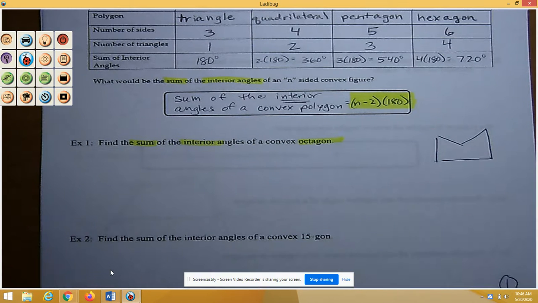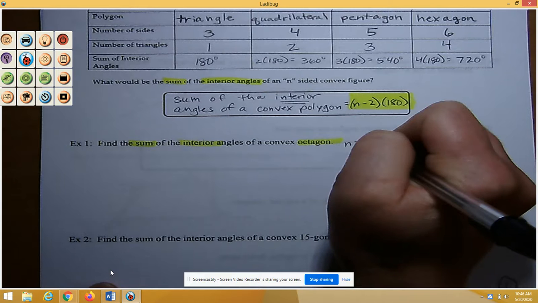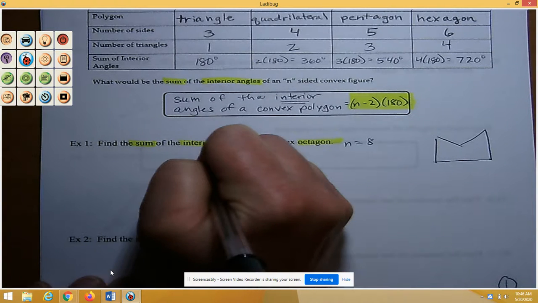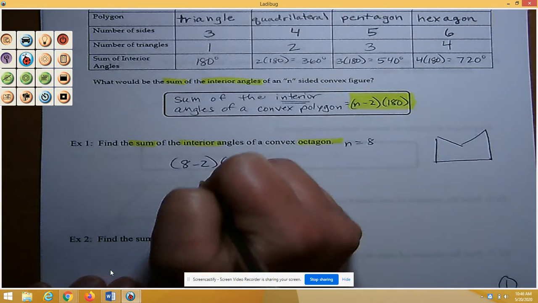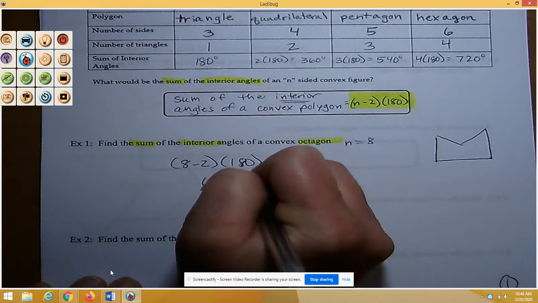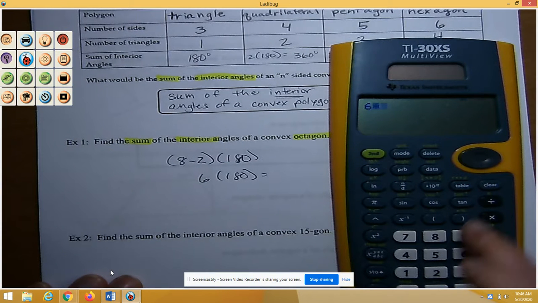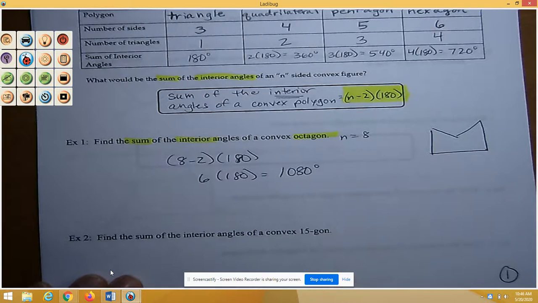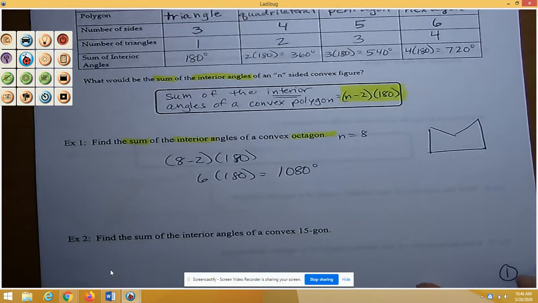Okay, so here n will be 8, and an octagon has 8 sides. So we're going to do 8 minus 2 times 180. That'll be 6 times 180, and you're going to get 1080 degrees. All right, I'm going to go over to page 2 now. We're going to skip around to make sure you see a variety of different examples in this video.